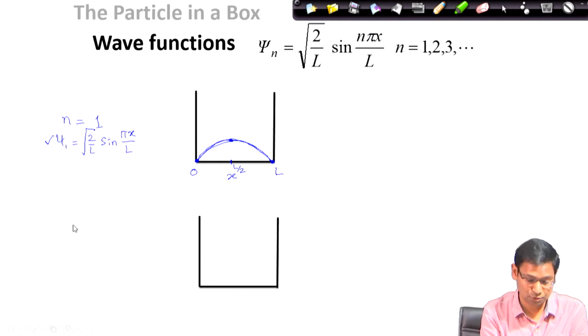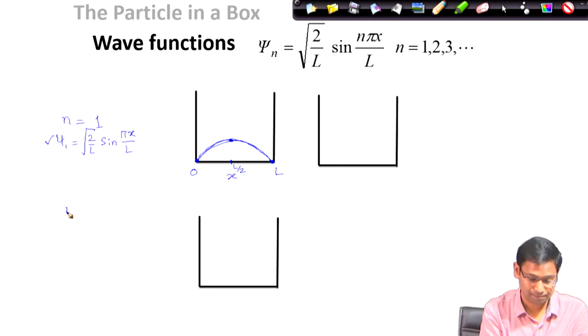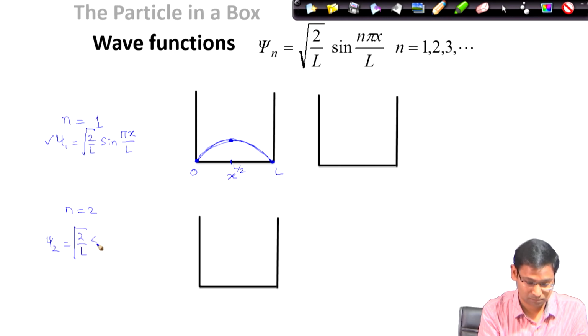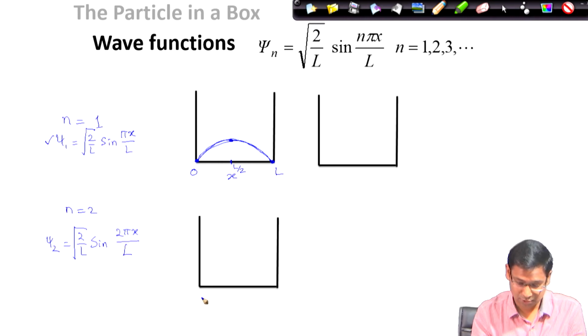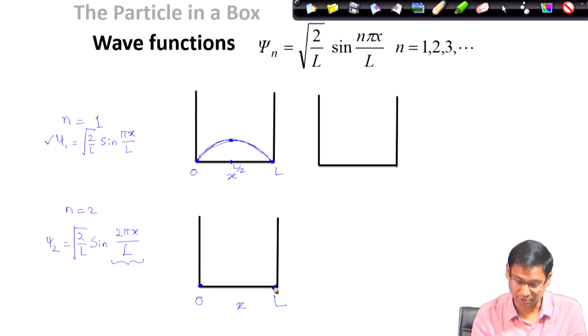For n equals 2, the wave function is, so again I have x going from 0 to L, but here the function over here is not pi x by L, rather it is 2 pi x by L. So, let us see when I put x equals 0, what do I get? When x equals 0, this becomes sin 0. So, the wave function is 0. When x equals L, this becomes sin 2 pi, that is also 0.